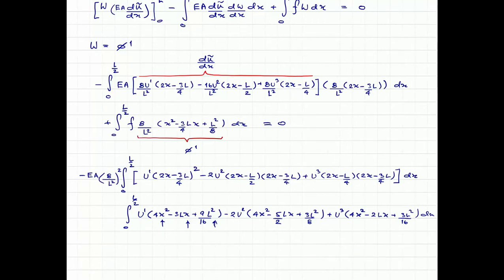Let me note it out. L cube over 24. How about the x term? The x term turns out to be x squared over 2, which is L squared over 4 multiplied by a half, which is L squared over 8. And the constant term, L over 2, does not need any special calculation. Alright, drop in.